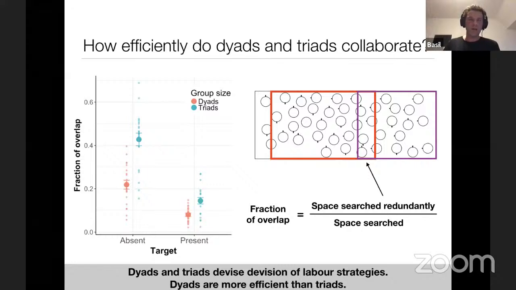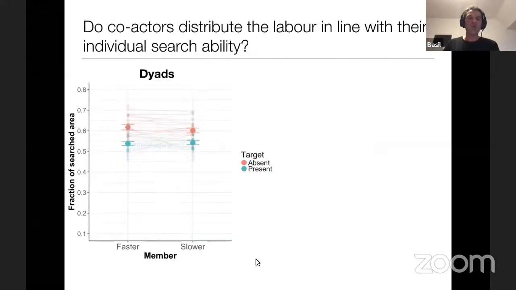We next asked, do co-actors distribute the labor in line with their individual search abilities? That's what I was talking about when I showed you this initial search display. What you see here is the fraction of the searched area for the faster individual member and the slower individual member, based on the individual or solo search times. If co-actors divided it in line with their skill, you would expect that the faster member takes a larger search space.